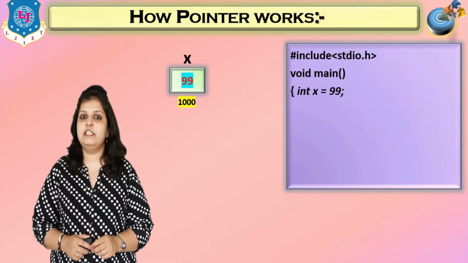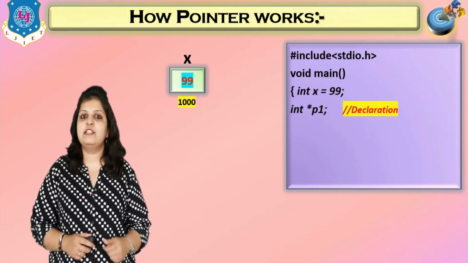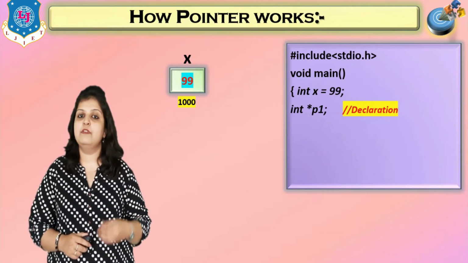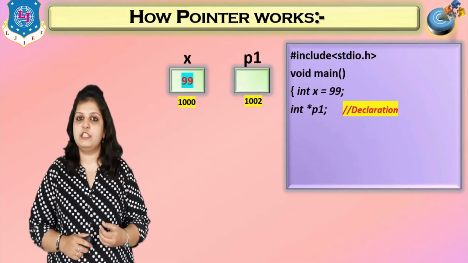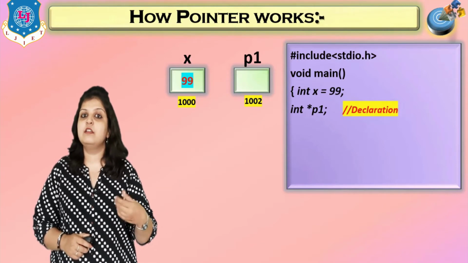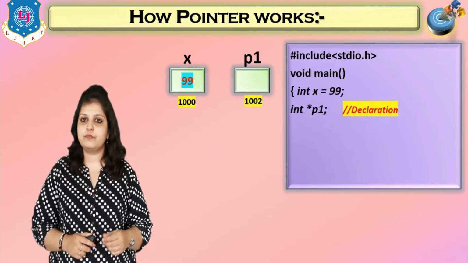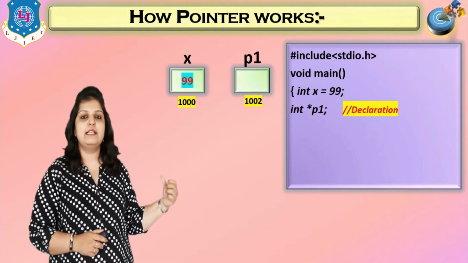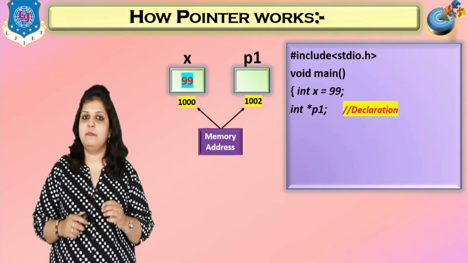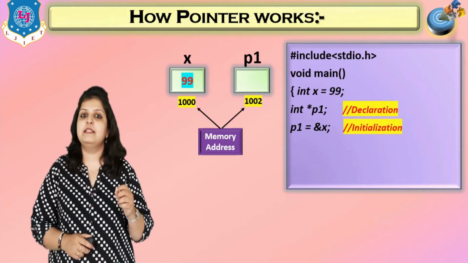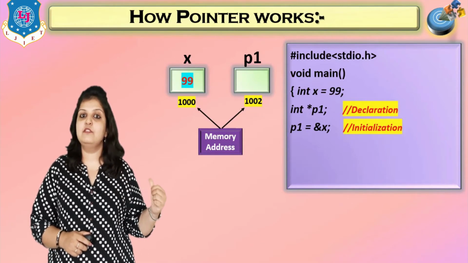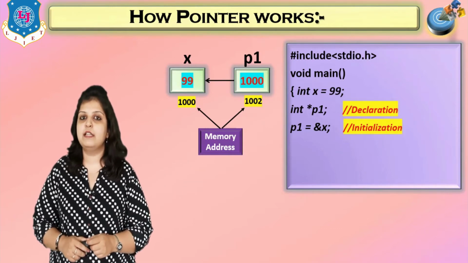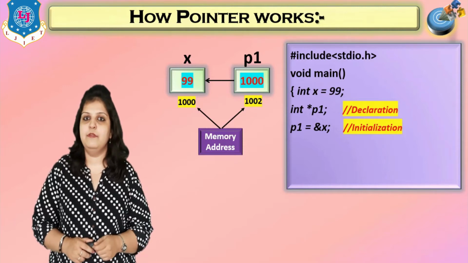Now the second statement is integer asterisk p1, meaning declaration of one pointer variable, whose name is p1. When this statement executes, again one memory location will be allocated to our pointer p1. So here I am taking another random address, that is 1002, and the p1 value will be stored at this location. Now next, initialize our pointer variable. So I am writing p1 is equal to ampersand x, meaning the address of x, that is 1000, will be stored in our pointer variable p1. So here you can see that 1000 is stored in the p1 variable.